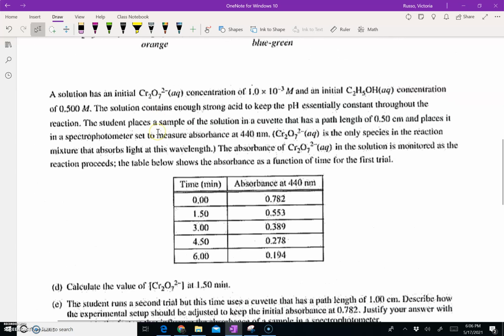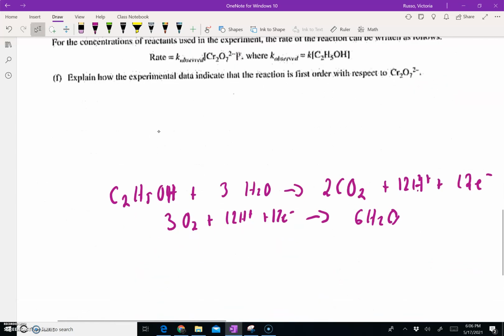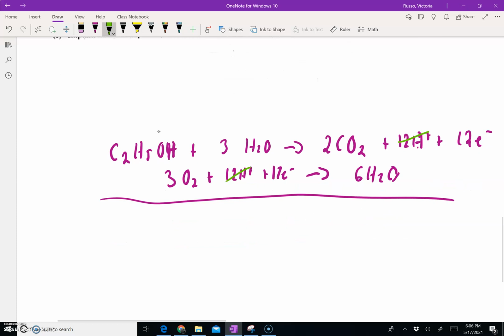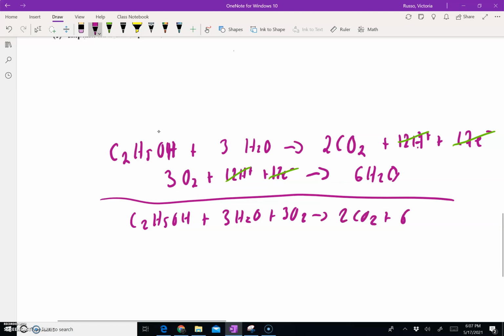So for A, I pre-wrote these reactions to save some time. Again, we're going to add them. Notice that I flipped and did the multiplication, and what happens is that the hydrogens and electrons cancel. And what's left is our alcohol plus 3 waters plus 3 oxygens produces 2 carbon dioxides and 6 waters on this side.